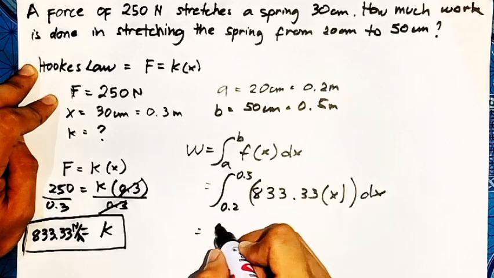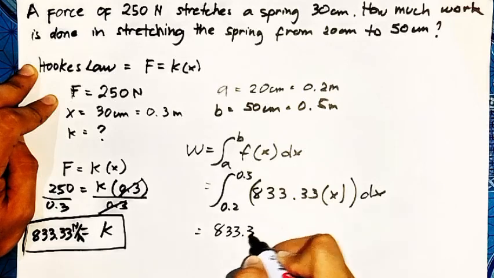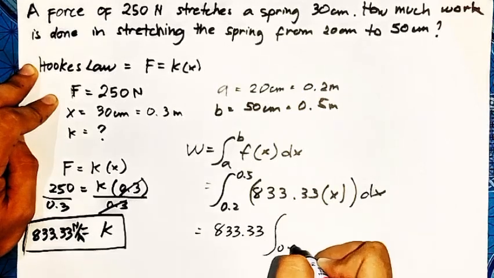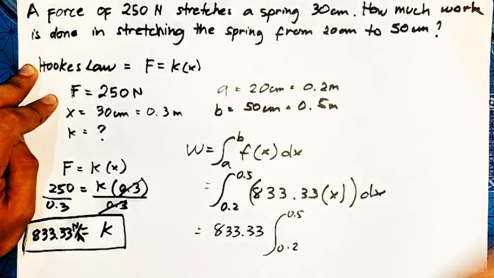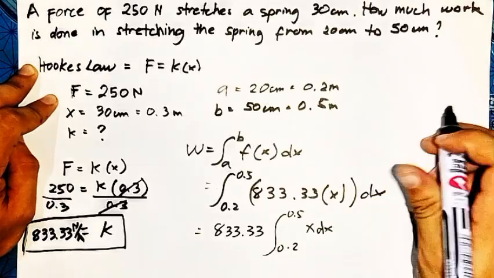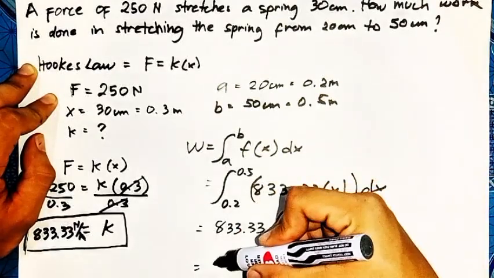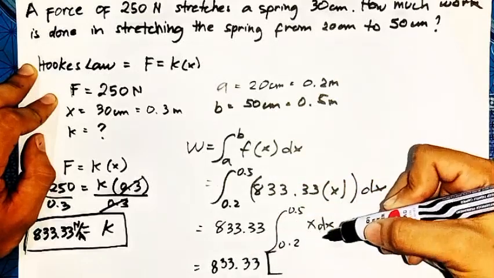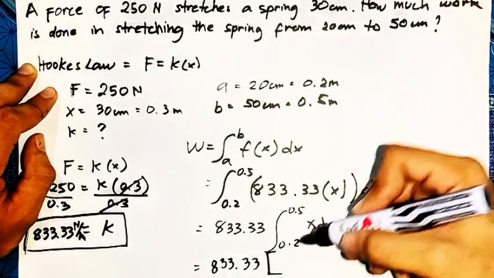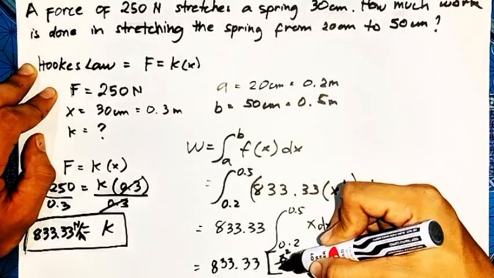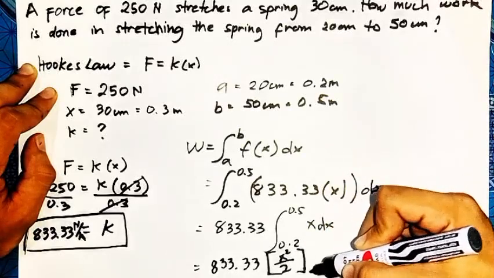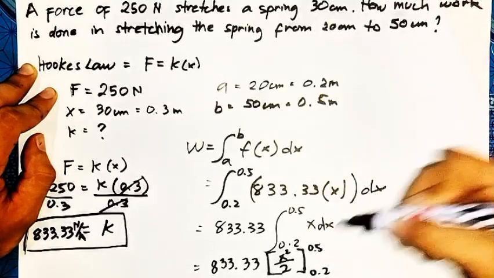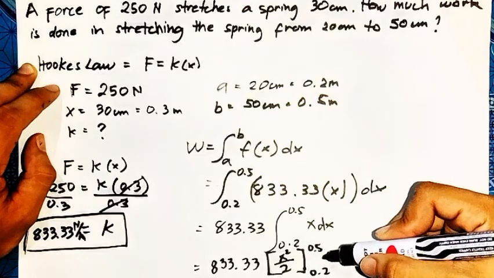Next, let's put our constant outside the integral. So 833.33 times the integral from 0.2 to 0.5 of x dx. Now let's integrate. Copy the constant. What is the integral of x dx? We have x squared over 2, from 0.2 to 0.5.